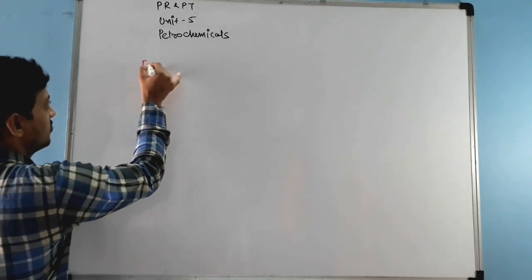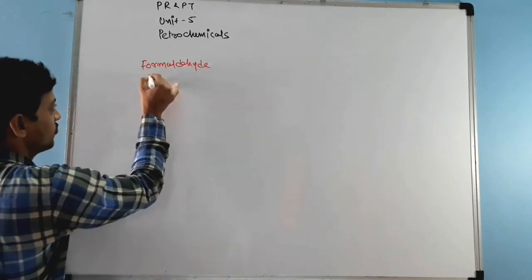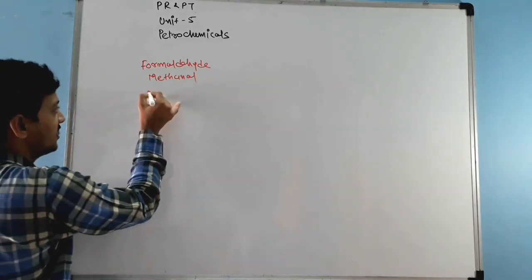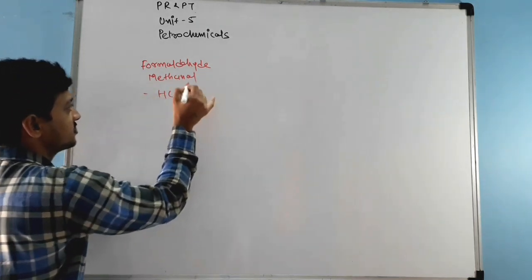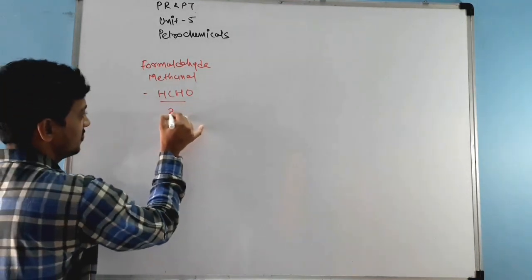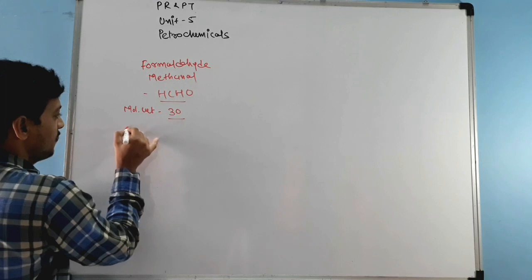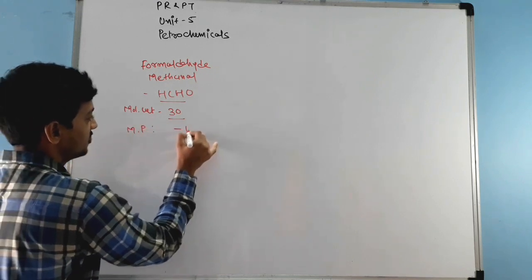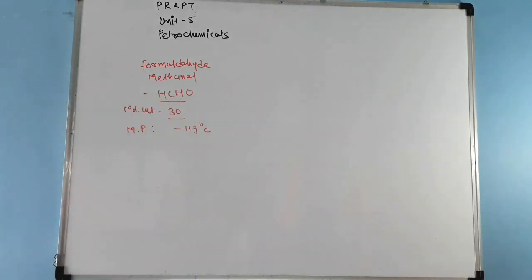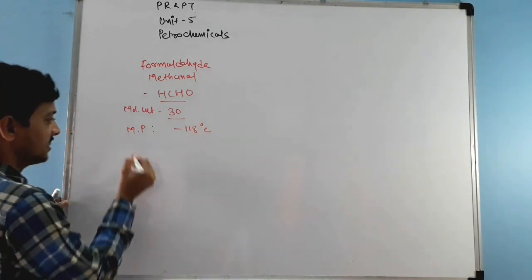C1 compound, formaldehyde. It is also known as methanal. The formula is HCHO and molecular weight 30. Melting point -118 or -119 degrees centigrade.